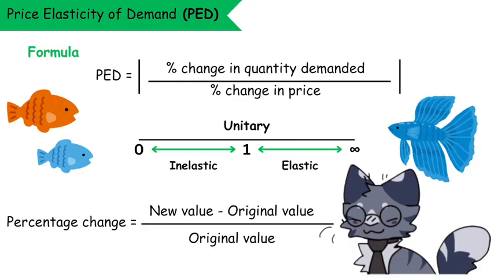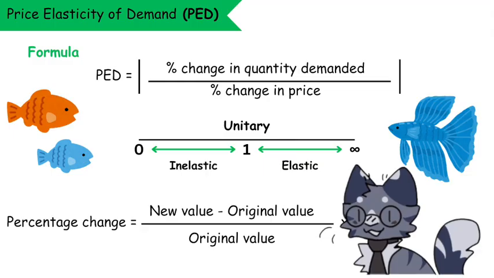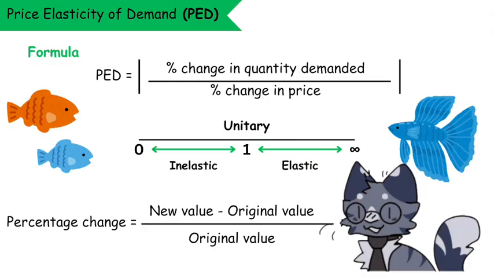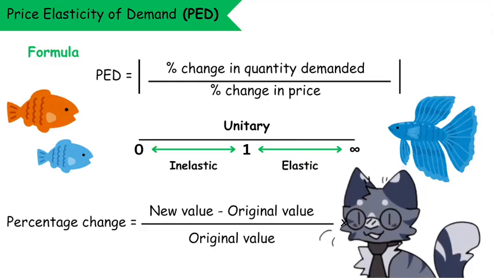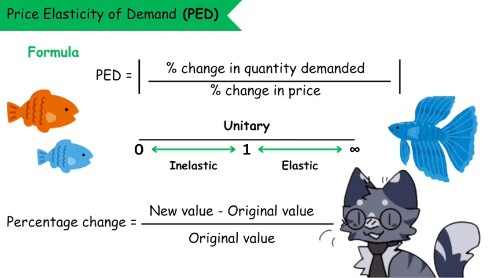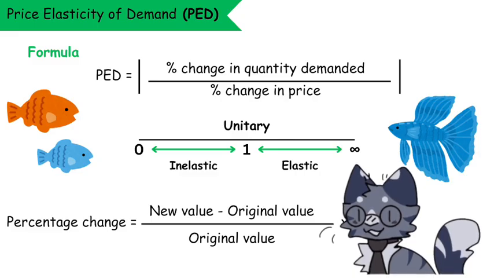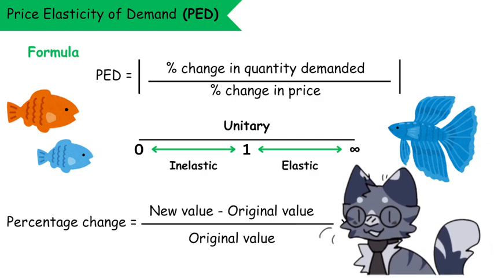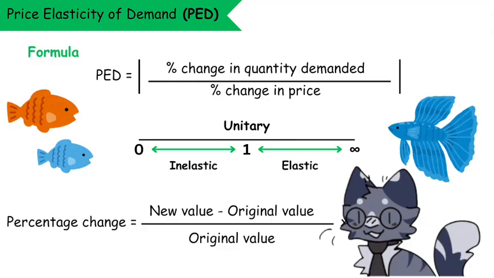To find the percentage change in quantity demanded or price or in anything really, this is the formula that you need. You're going to take the new value and the original value and subtract the original one from the new one, then divide it by the original one, and then multiply by 100, and that'll give you a percentage, which is the percentage change.